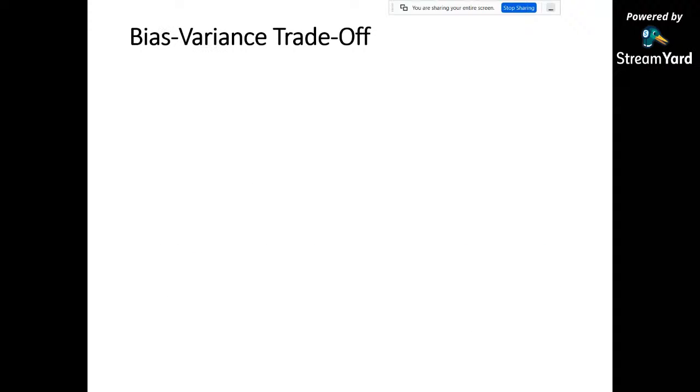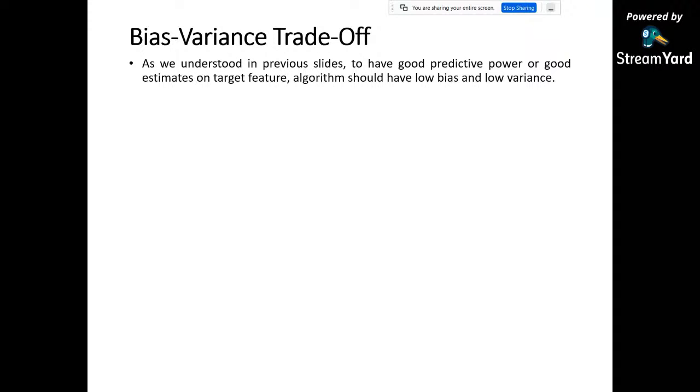Now you understood what is bias error and what is variance error. Now let's talk about what is bias variance trade-off. As we understood in previous slides, to have good predictive power or good estimates on the target feature, algorithms should have low bias and low variance. There should be a balance between them. High bias is also an error. High variance should also not be there. So there should be a trade-off.